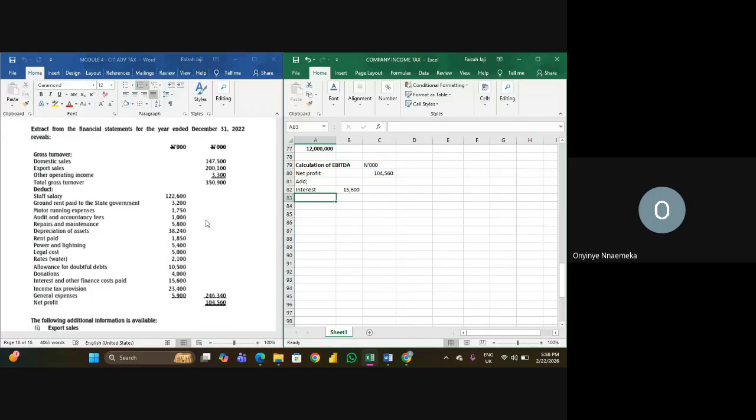So after interest is tax. Do we have tax here? You guys are not talking. No, ma. Are you sure? Income tax provision, 23,400. Is it a tax? No, it's not a tax. Okay, it's not.